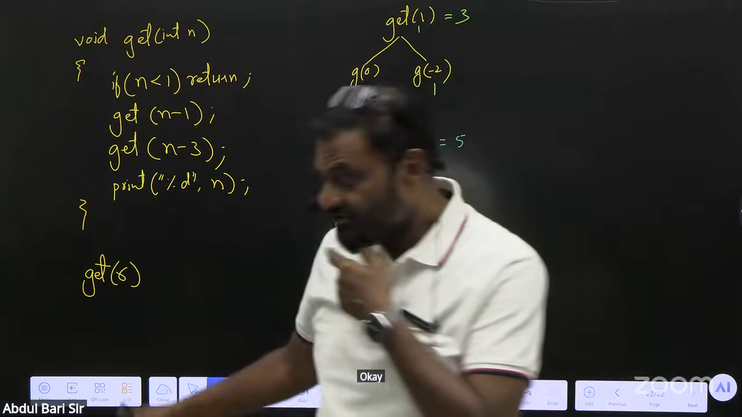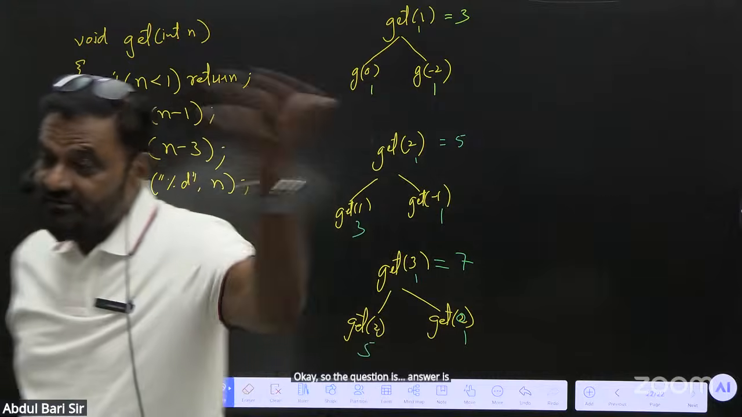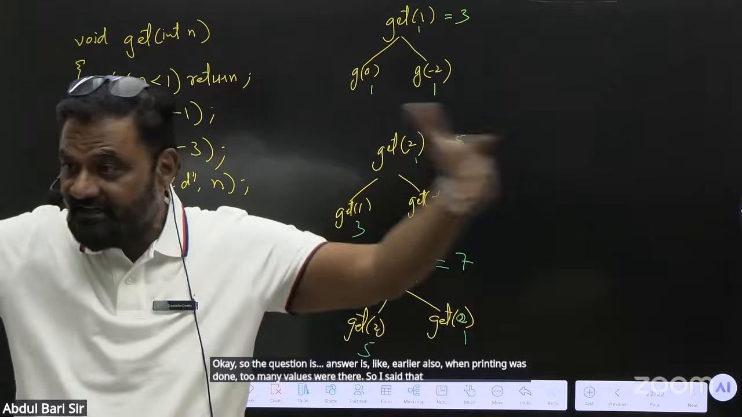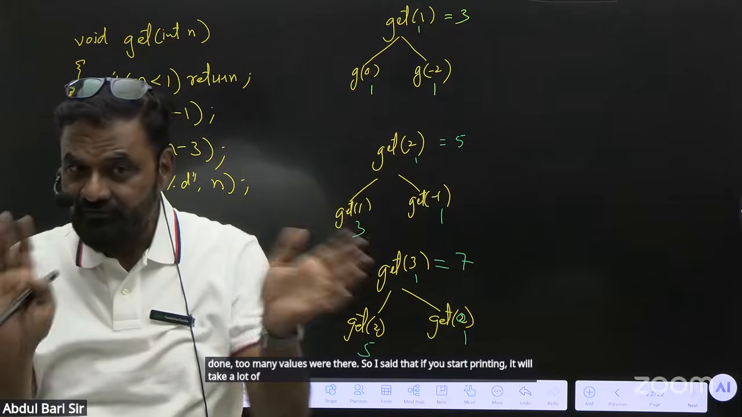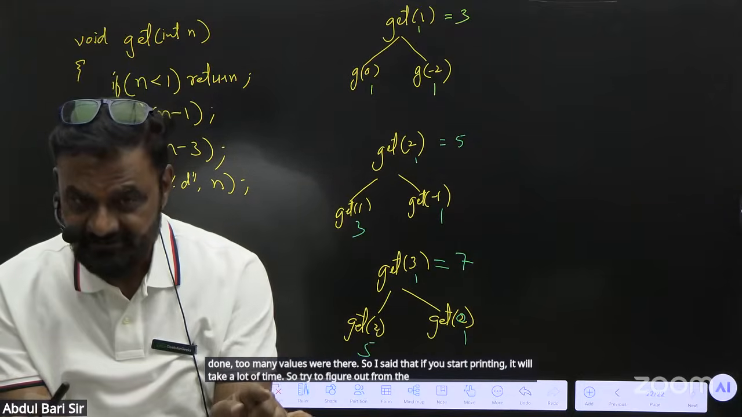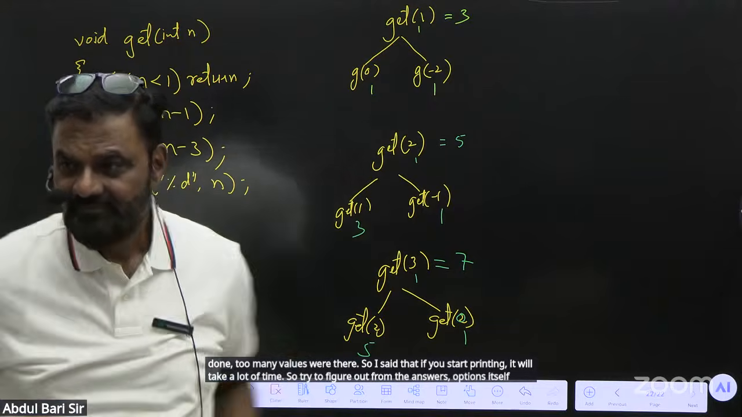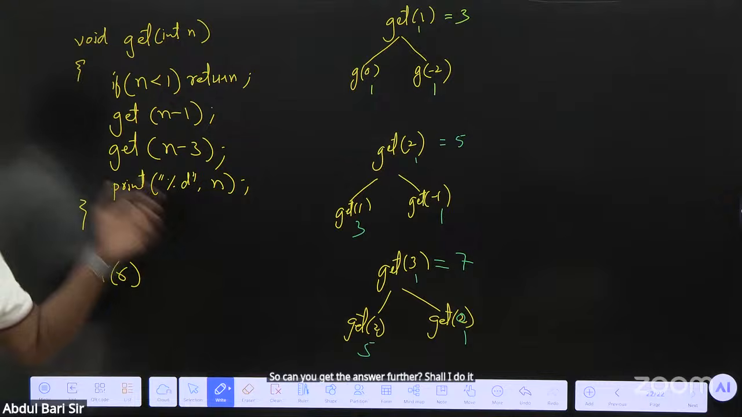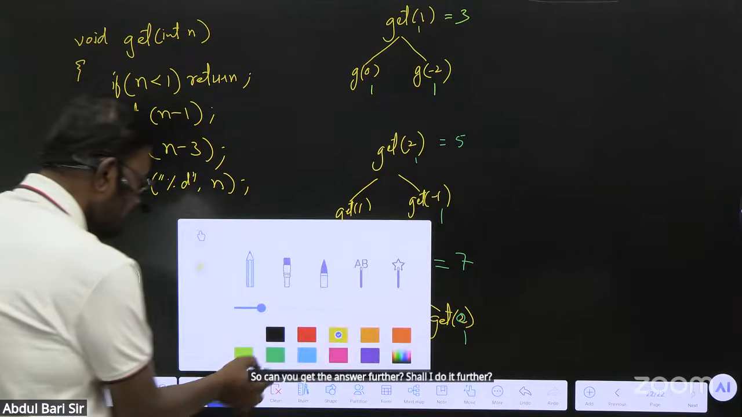Earlier, when printing was done, too many values were there. So I said that if you start printing, it will take a lot of time. So try to figure it out from the answers, the options themselves. Can you get the answer further? Shall I do it further?